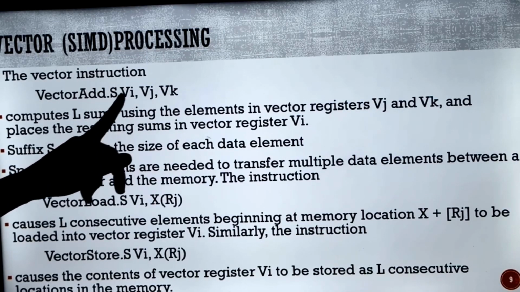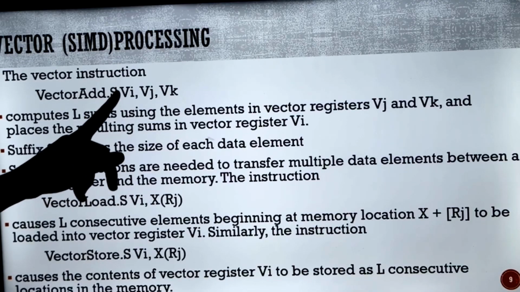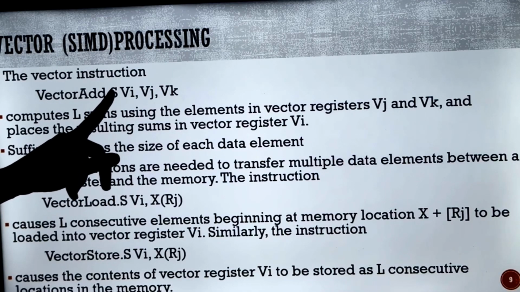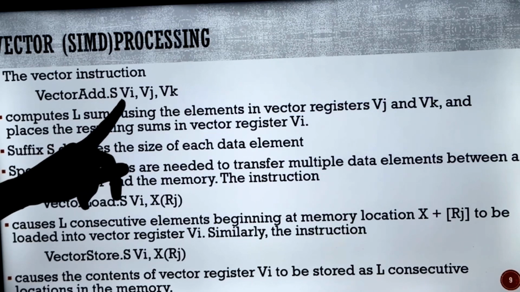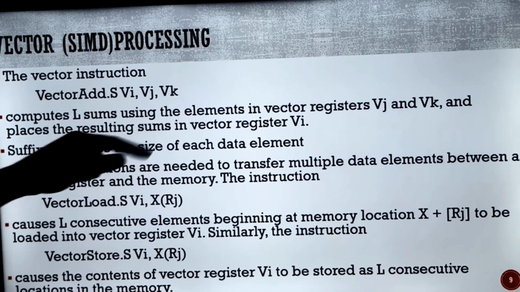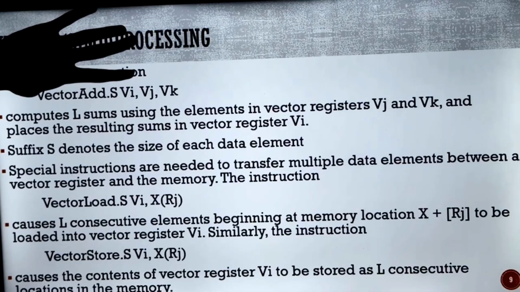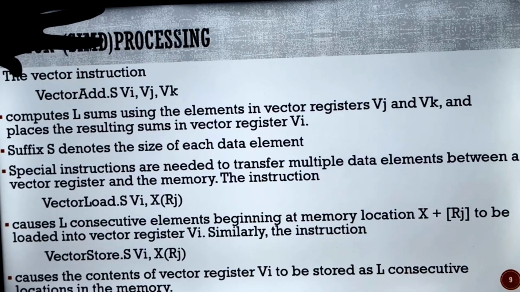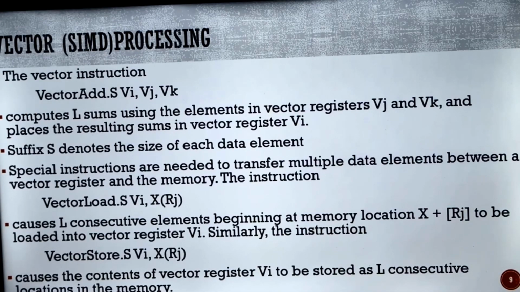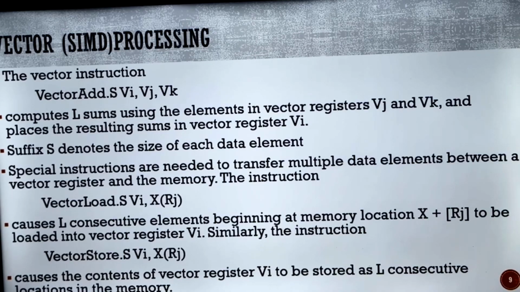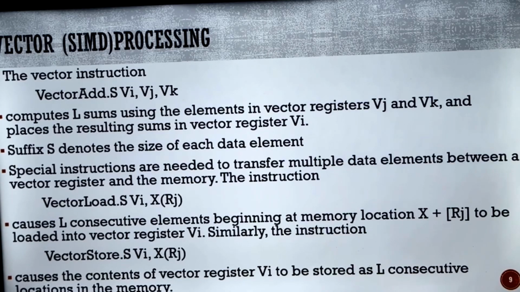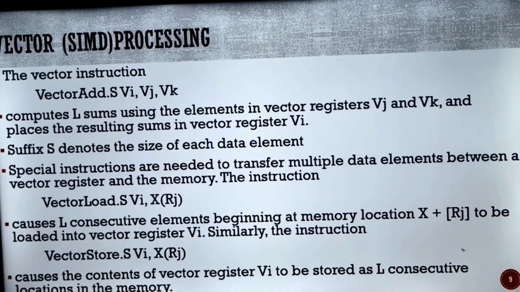If you are dealing with character, I need 1 byte. So this is saying how much memory or how much space you need to store a single type of element from this Vj or Vk. So I hope this is clear for you. So this is how your vector processing works, and it is very helpful whenever you are dealing with some kind of array or some kind of vectors, right?